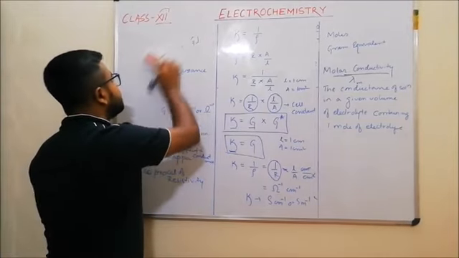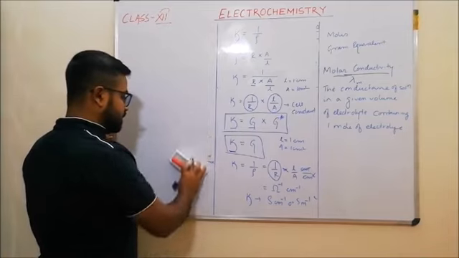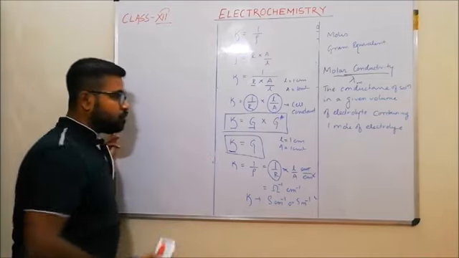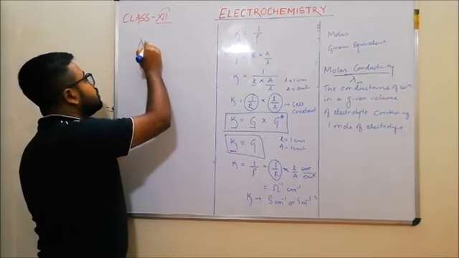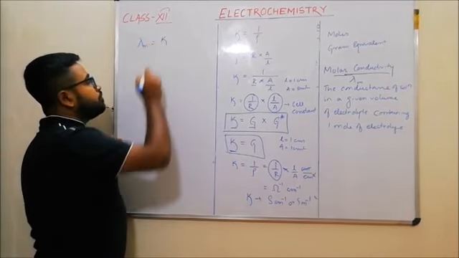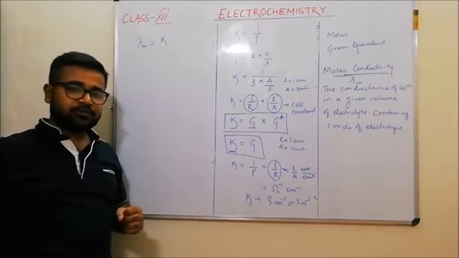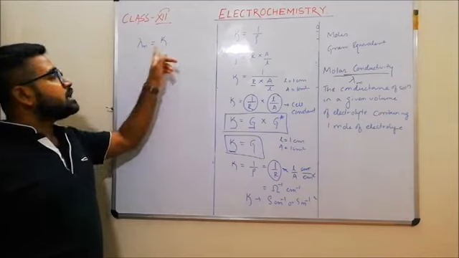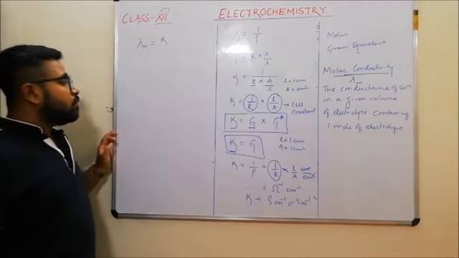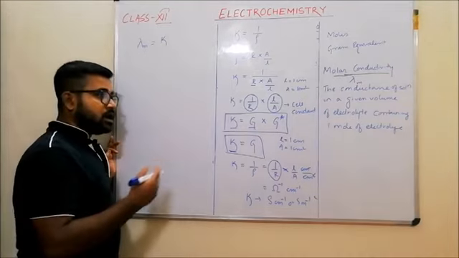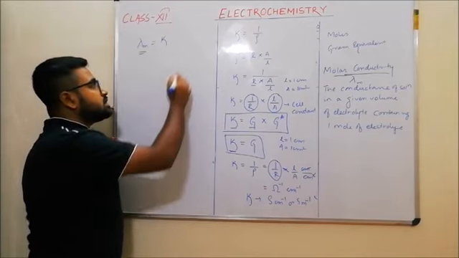So now we will see what this lambda m depends upon. Lambda m is related to kappa. How? When the conductivity is more, molar conductivity will be more. So that's why lambda m is directly proportional to kappa. What other factors or parameters are there on which lambda m depends? So first is the volume.